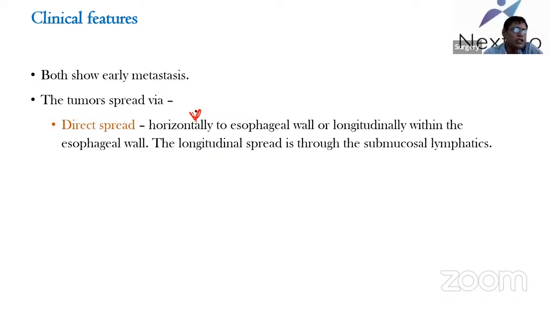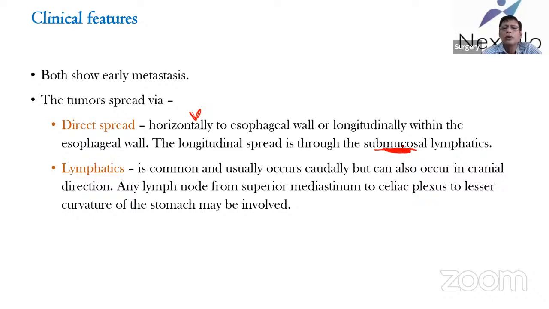The longitudinal spread is through the submucosal lymphatics. Then through the lymphatics, it may go to other sites too. Normally this happens caudally, meaning it goes down instead of going up. But it may go up cranially also, and may even involve the supraclavicular nodes. Any lymph node from the superior mediastinum to the celiac plexus or the lesser curvature of the stomach may be involved when it is going caudally, which is the common lymphatic spread, and it may go upwards into the supraclavicular nodes.